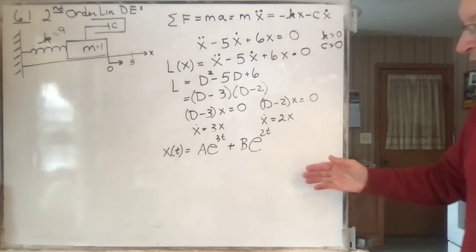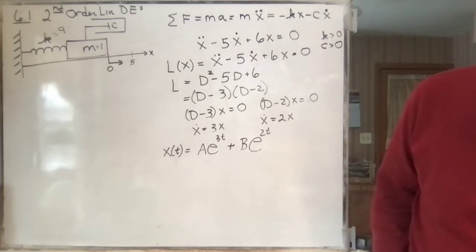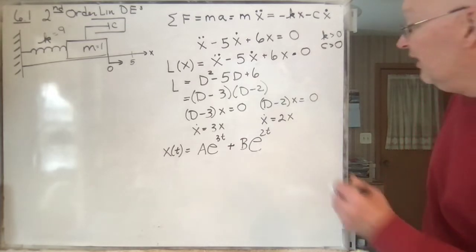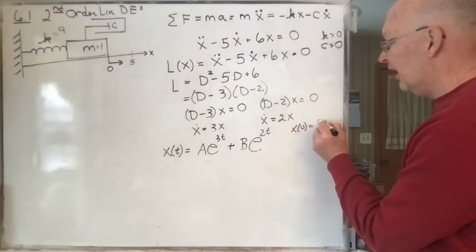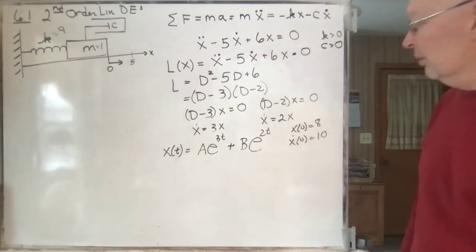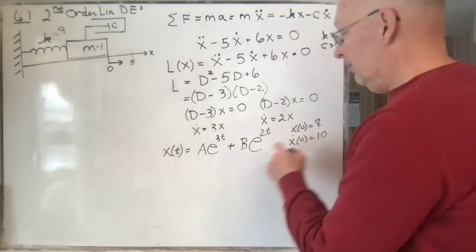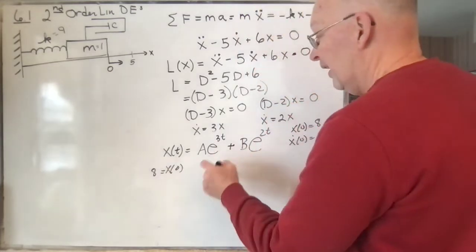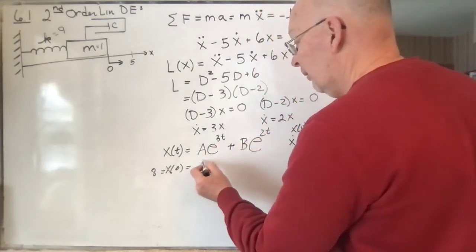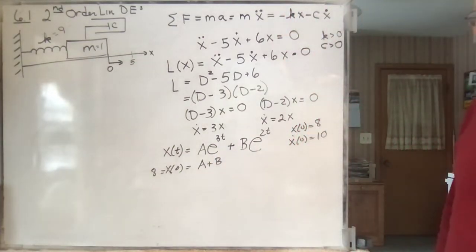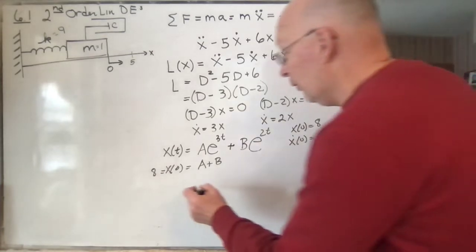Then if you want to, you can say, okay, I think I do this in the book. I won't go through it all here just for sake of time, but let's just say that x of 0 is equal to 8 and x prime of 0 is equal to 10. So let's just get started. So x of 0 is equal to 8, and so that's going to be equal to, if I stick in a 0 here, I'm going to get a plus b. Agreed? So 8 is equal to a plus b. Now if I take the derivative, what do we get?